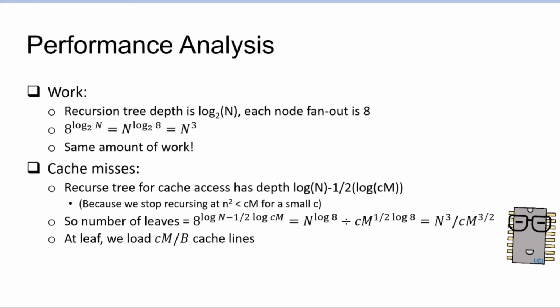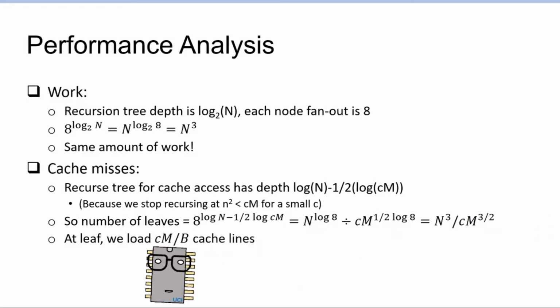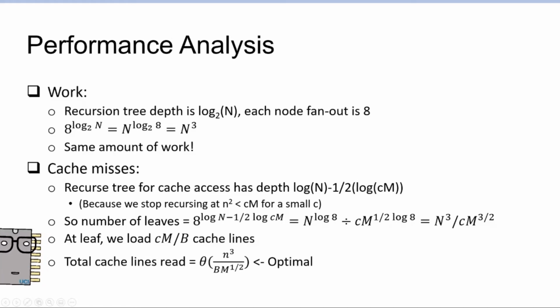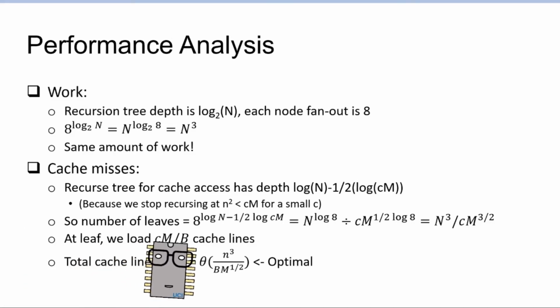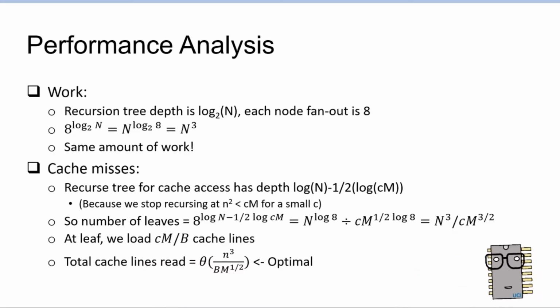And because at the leaf we load the cache size divided by B cache lines for each of these leaves, the total cache line read becomes n cubed over B times square root of M. If we do just normal n cubed, that would be the vanilla case with no blocking, no nothing, because we would be loading the n by n matrix B, n times for A. But we're dividing that by B multiplied by the square root of M, which, besides just by eyeballing this, at least looks to be a much smaller number, and it is pretty much theoretically proven that this is an optimal amount of cache accesses.